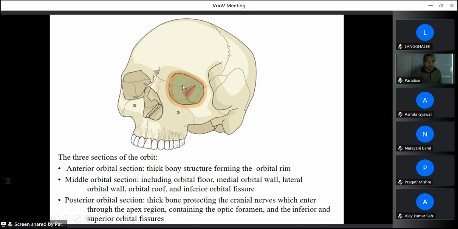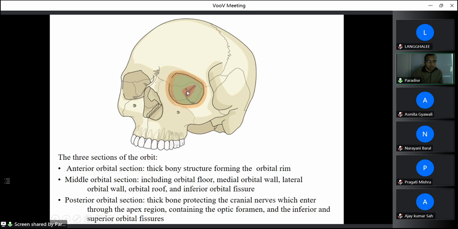The middle orbital section is shown in green color. It includes the orbital floor, medial orbital wall, lateral orbital wall, orbital roof, and inferior orbital fissure. The fissure is present inferiorly at the junction of the orbital floor and the lateral wall. Through this fissure, there are the artery, vein, and neurovascular bundle.